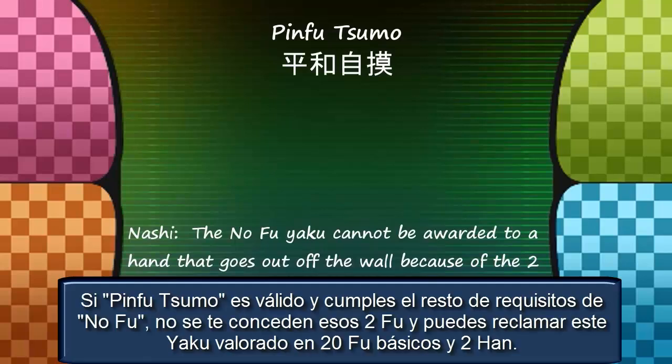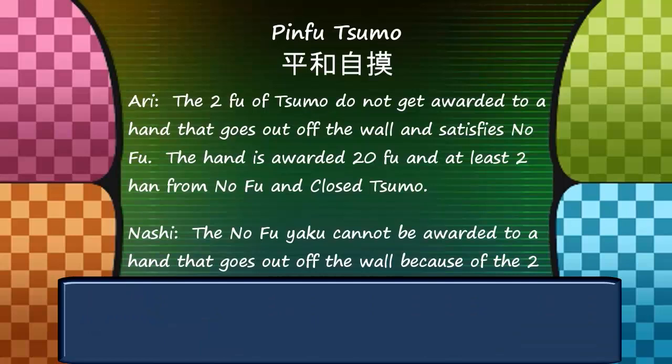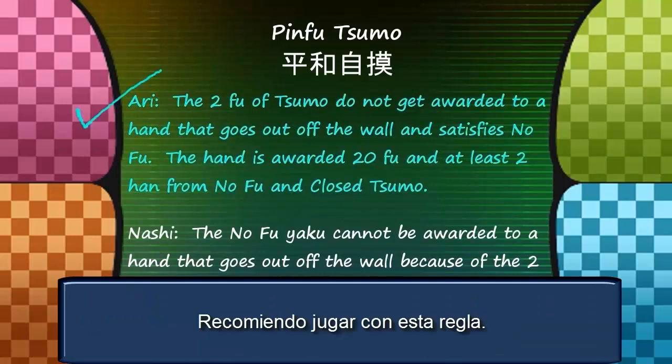If Pinfu Tsumo is valid, then if you have satisfied all the other requirements of no fu, the 2 fu of Tsumo do not get awarded to your hand, allowing you to claim the Yaku with the base 20 Fu and a minimum of 2 Han. I recommend playing with this rule valid.